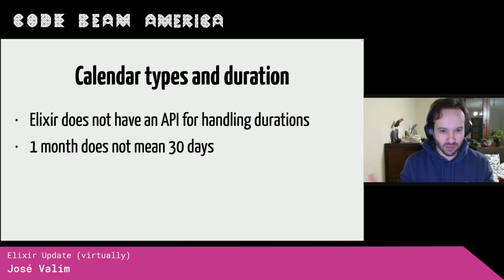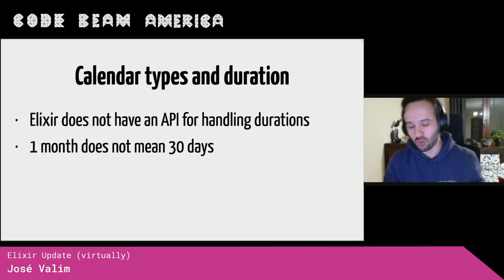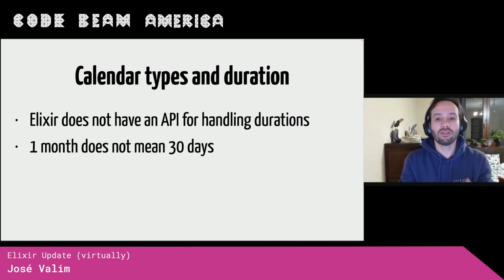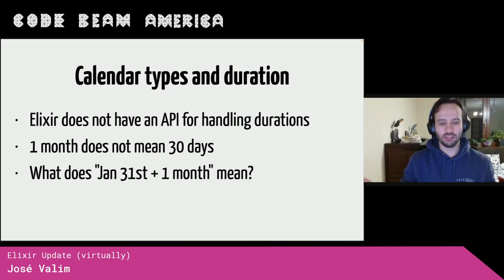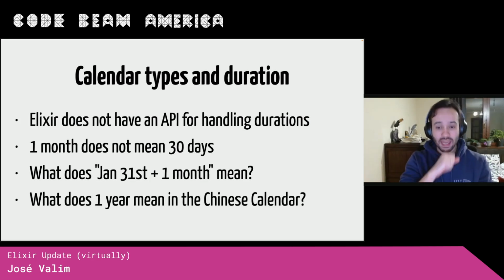So, for example, we know that 1 month does not mean 30 days, right? Some months have 30 days, some have 31, some have 28. So we have to answer questions like, well, what does January 31st plus 1 month mean? Is that 28th February or is that March 1st? And even further, because the Elixir calendar types support different calendars, what does 1 year mean in the Chinese calendar? Because the traditional Chinese calendar is a lunar solar calendar, and some years have 13 months, right? So we have to be able to deal with this.